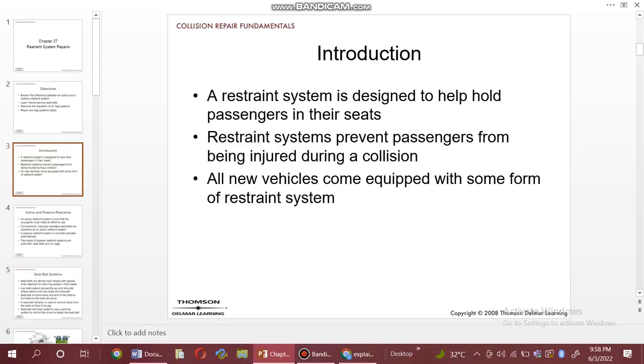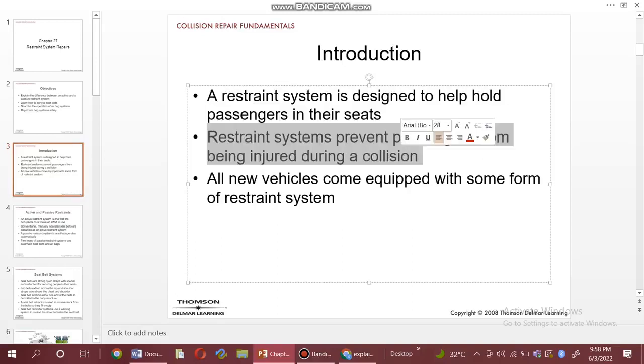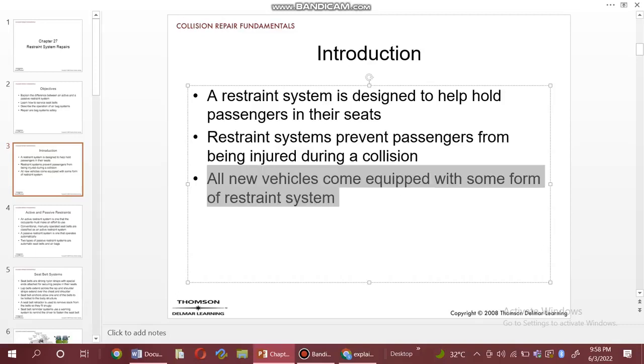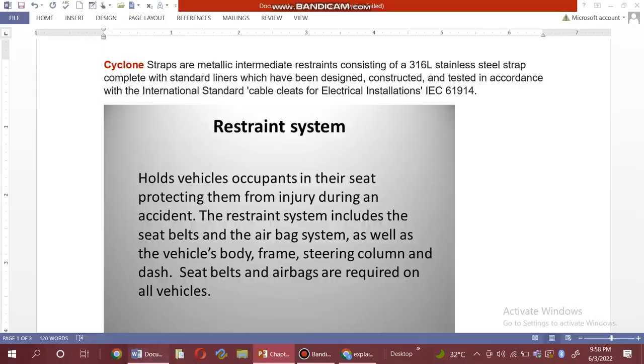A restraint system is designed to help hold passengers in their seats. Restraint systems prevent passengers from being injured during a collision. All new vehicles come equipped with some form of restraint system. Also we can see on the word Microsoft.